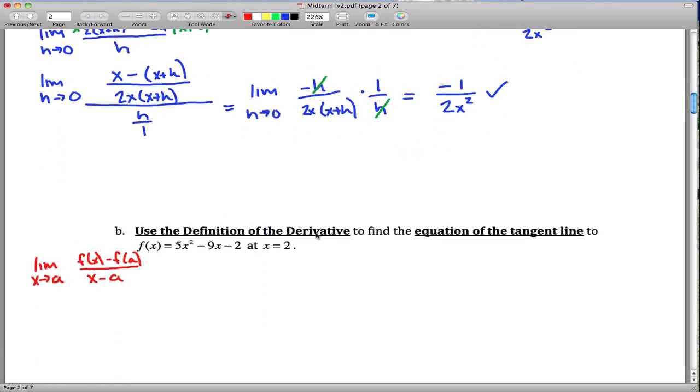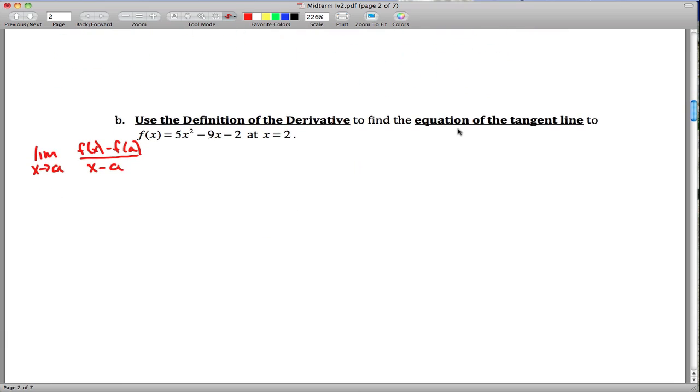Moving on to part B, use the definition of the derivative to find the equation of the tangent line to this function at this point. Alright, f of x is given. A is 2. f of x is 5x squared minus 9x minus 2. And then here's f of x. We have to subtract f of a. Might be worth figuring out f of 2 over on the side.